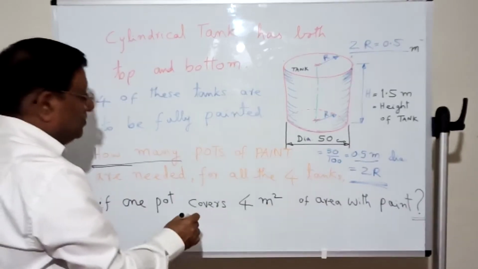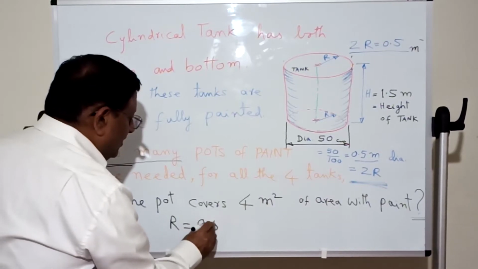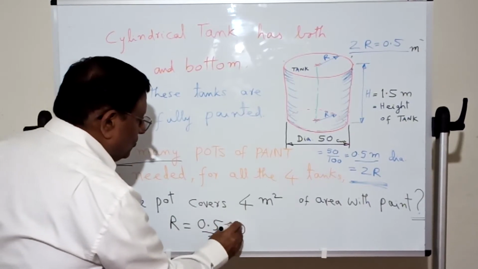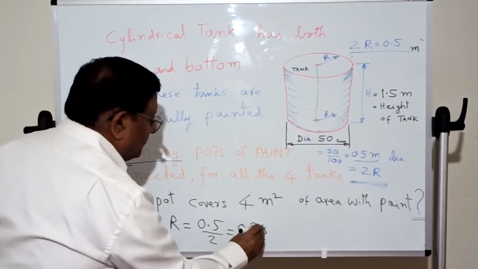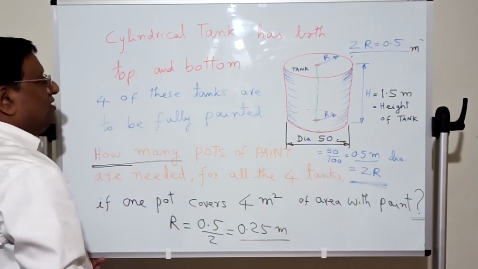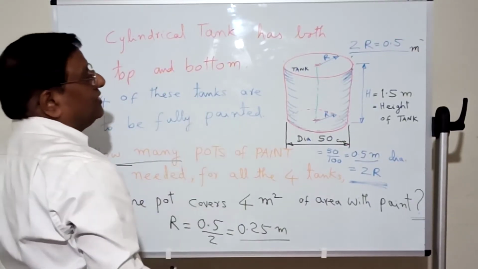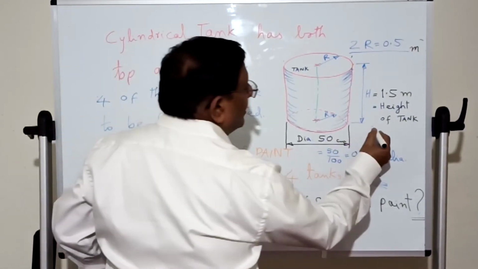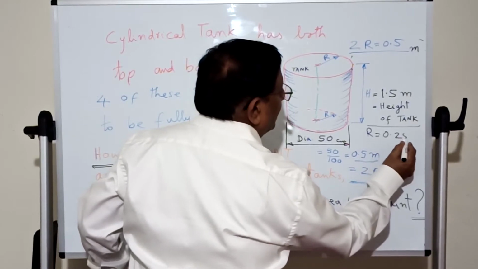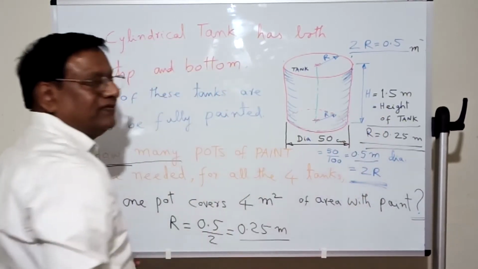So if 2r is 0.5, r is how much? 0.5 divided by 2, yes, 2 times r is this one. So 0.25 meters. This is the radius. So the radius is 0.25 meters, and the height is 1.5 meters. You can keep them together. R is 0.25 meters. These are the two things we require, height and radius.